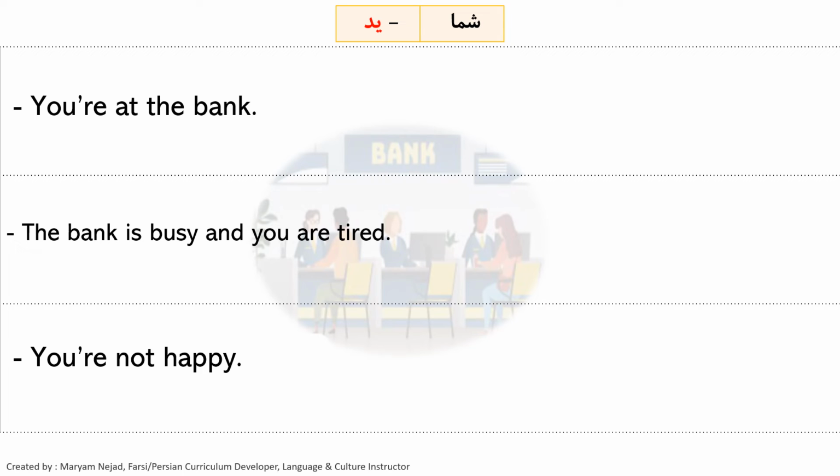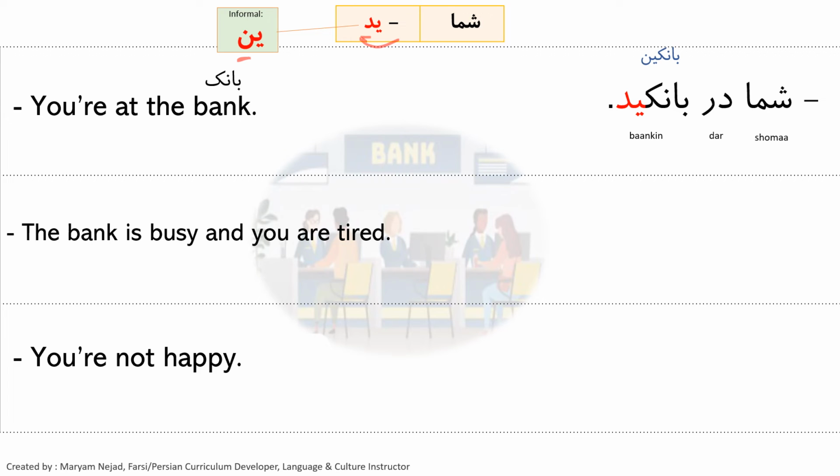Next, we will be looking at the subject pronoun شما, and here is the verbal ending for that. And then remember, there is an informal version of that too, where the letter dal becomes the letter nun. So first example, we want to say you're at the bank, and bank is the same vocab, it's just the pronunciation is different. In Farsi, we say bank. شما در بانکید or bankin.